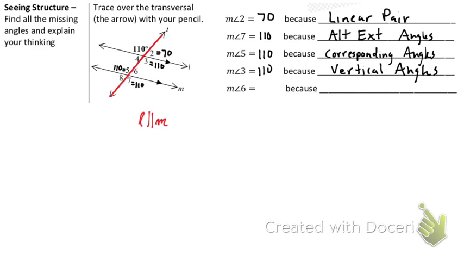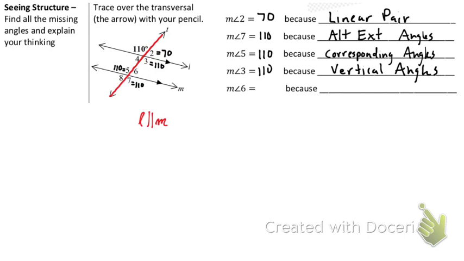And then last but not least, measure angle 6. There are many ways to find the measure of angle 6, but I'm going to use same side interior angles. So if you look, we're using 3 and 6, and we know 3 is 110. Same side means these two angles are on the same side of the transversal. They're both on the right side of the transversal. They're on the inside of the parallel lines. So these are same side interior angles, and we know same side interior angles add up to 180.